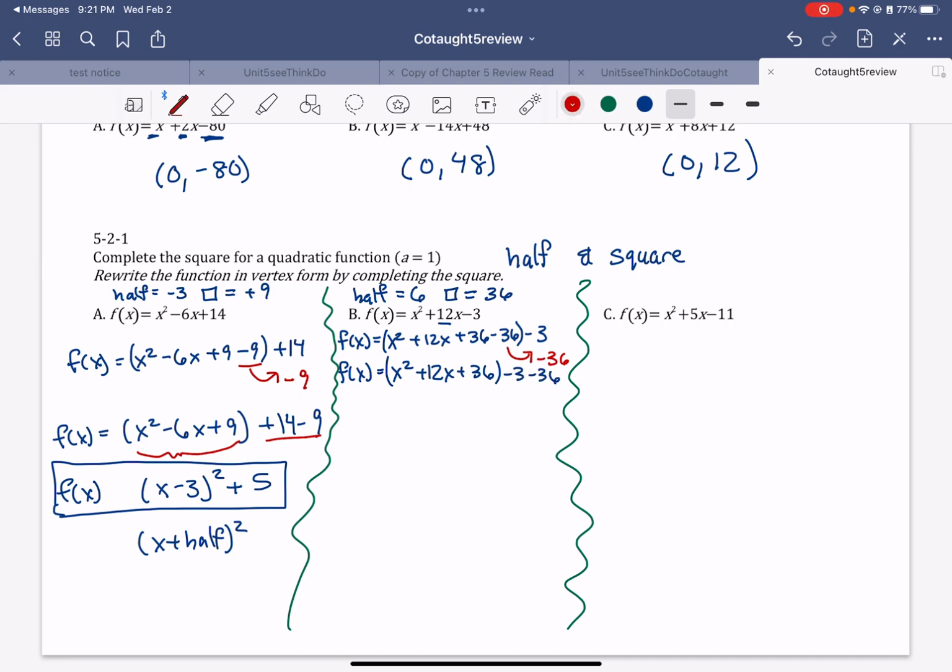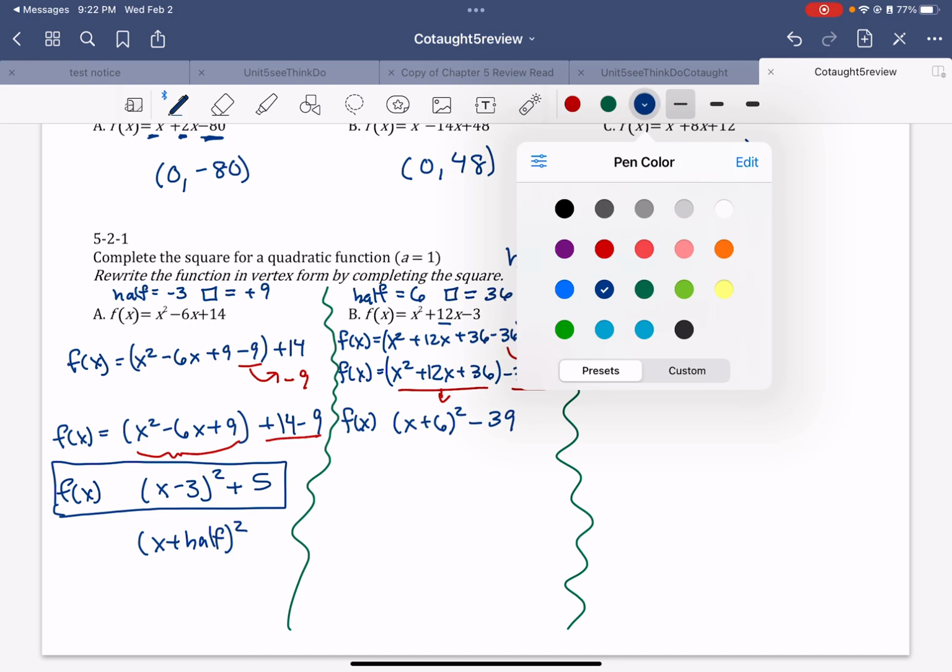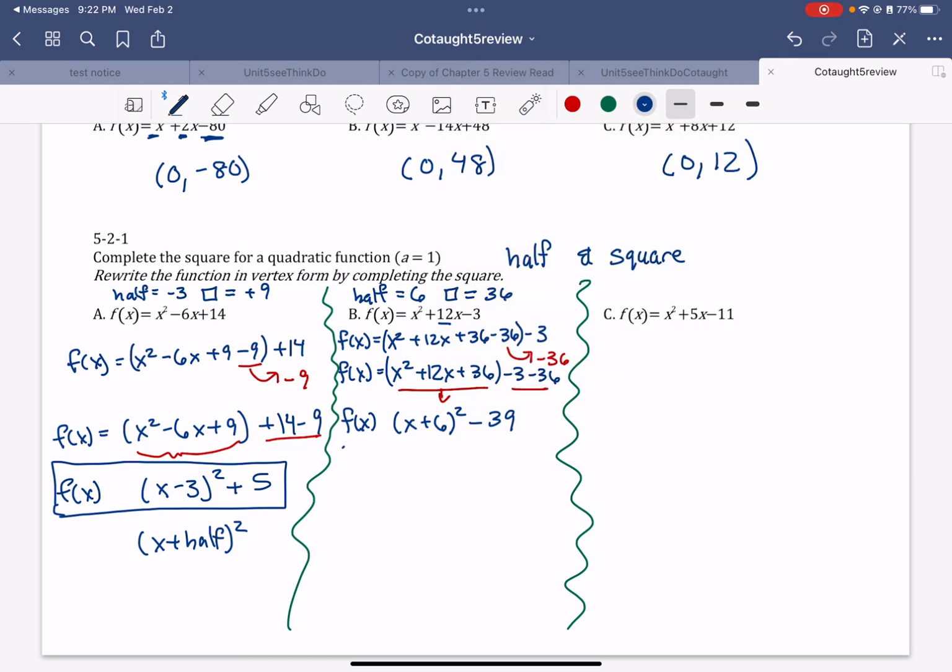All right, I'm going to rewrite my perfect square here as x plus my half, which is 6 squared, and then my constants on the end, that's negative 3 minus 36 is negative 39. So there is my equation in vertex form. All right, one last one to do on this page.